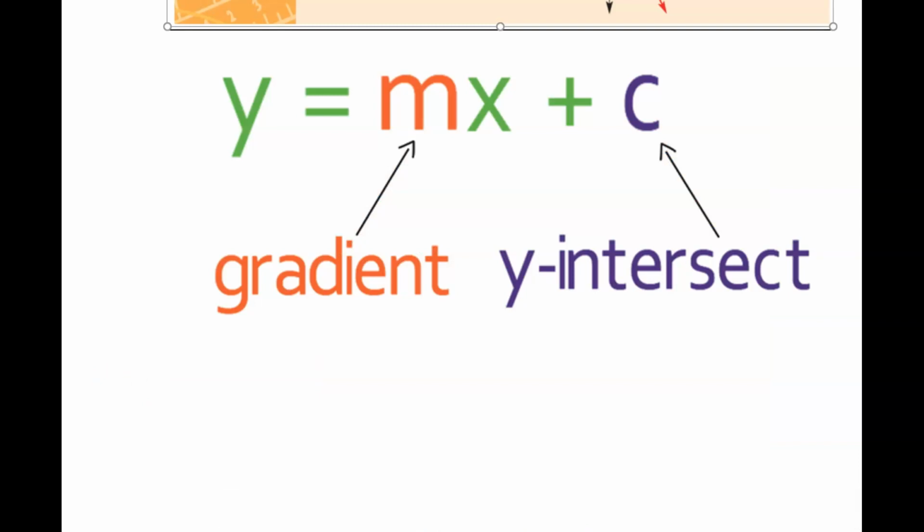Okay, so the other thing you need to make sure that we remember is this standard formula, y equals mx plus c, which tells us the formula for a straight line graph. So our y represents the y coordinate, the x represents the x coordinate, the m represents the gradient or slope of the line, and c represents where it crosses that y-axis, the y-intercept.